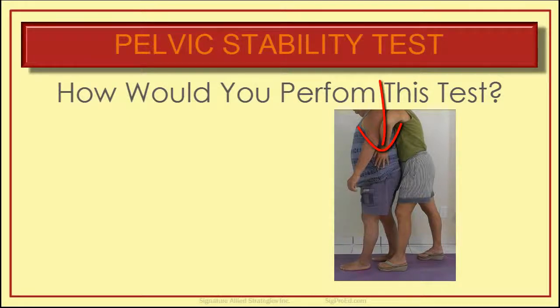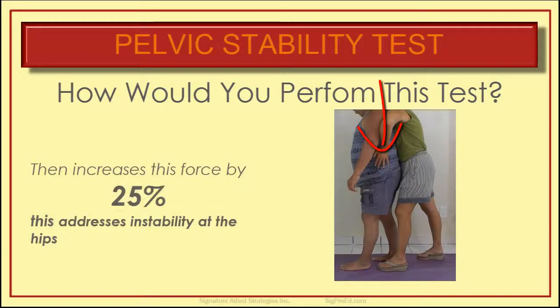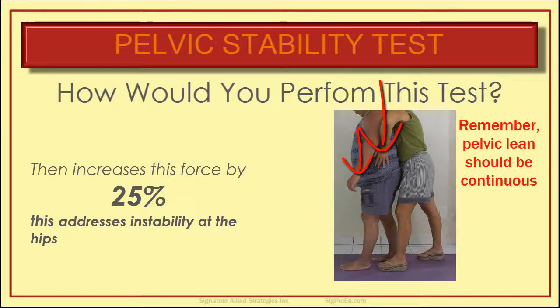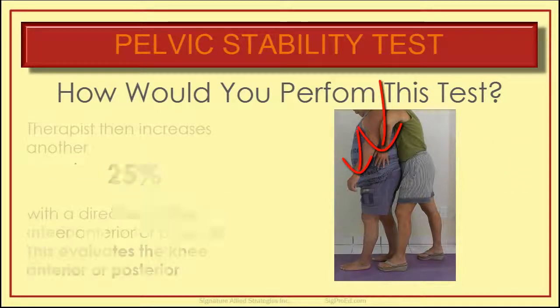The therapist will then increase their force by about 25% to address instability at the hips. And again, if you increase your force 25%, you will now be at the hips. Be aware that you will not lean into the pelvis and then relax. No, you will lean into the pelvis, address it, and then increase your force 25%. You will never let up on your force.